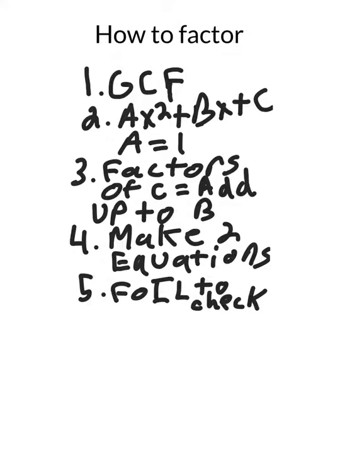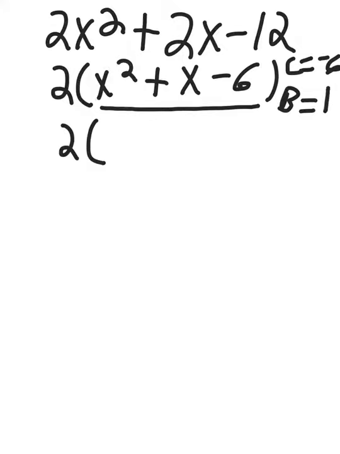So we're still going to have a 2 down here, and now we got to figure out what factors of c, that is c is equal to negative 6, add up to b, which is equal to 1. So by looking at negative 6, we know we're going to have an x minus and an x plus, because in order to get a negative, we have to multiply by one negative and one positive. And then 3 and 2 are both a factor of 6.